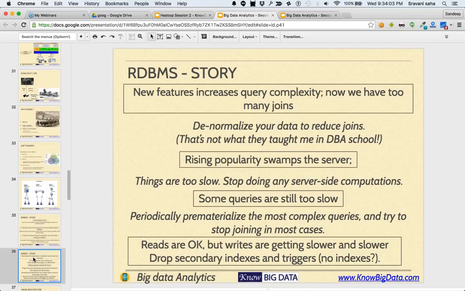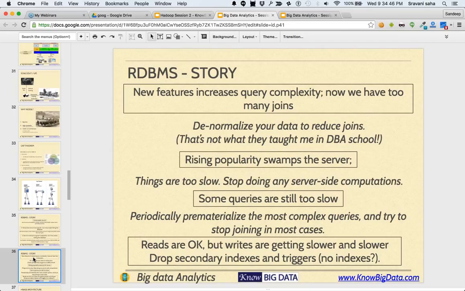Now, the service is still rising in popularity and the server is heavily swamped with the number of requests. Things get too slow. So what you do is you stop doing a lot of things on the database side. And this is a very important aspect. When you see a story like this, you should feel that it is time to go to NoSQL. Now, at this point when you realize the database is still swamped, let's try to stop all the server side operations. Let's stop all the database side operations.